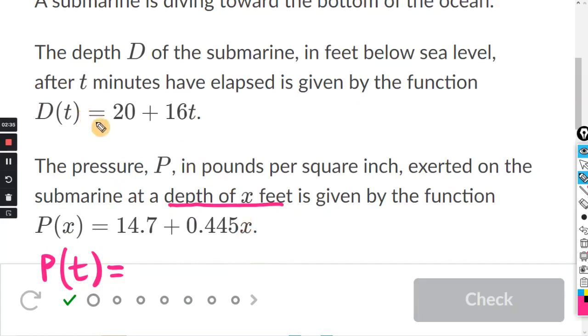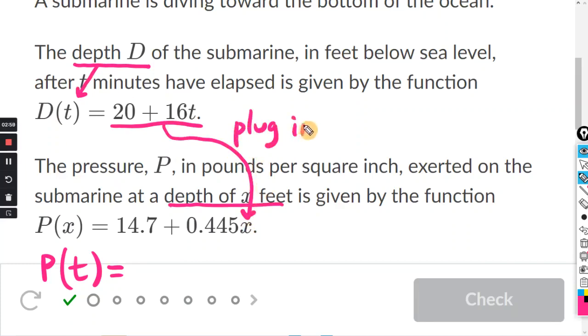Now, this one is in terms of time t, and this function is the depth d. So if x is the depth and this function here is the depth, we can take this function and plug it in for x. All right, so you want to take that function and plug it in. That's why it's a composite function. It's a function within a function. All right, so P of t, we're rewriting P.